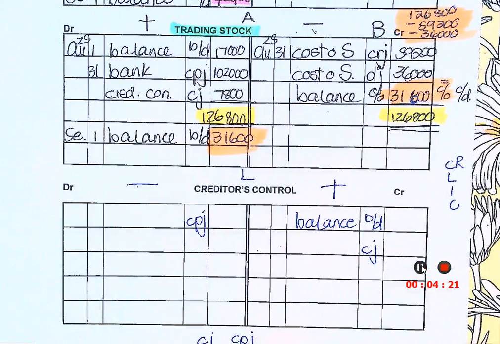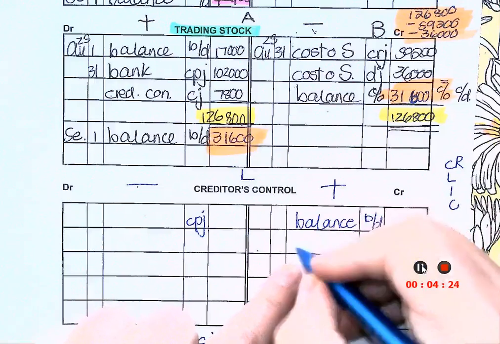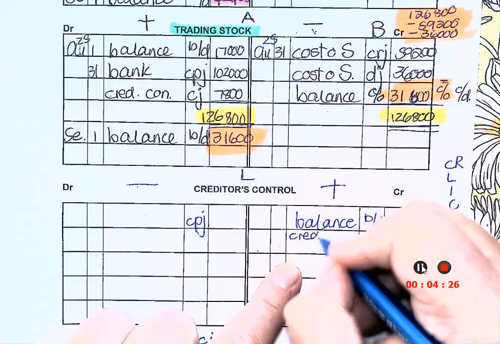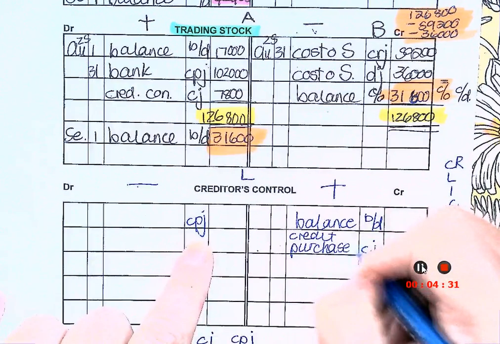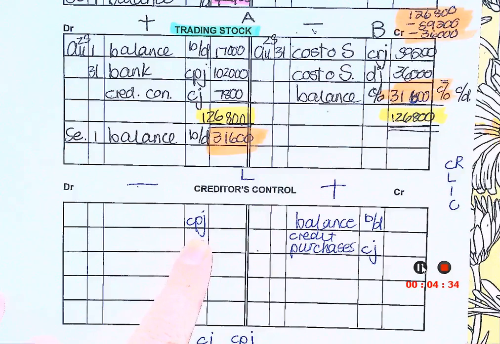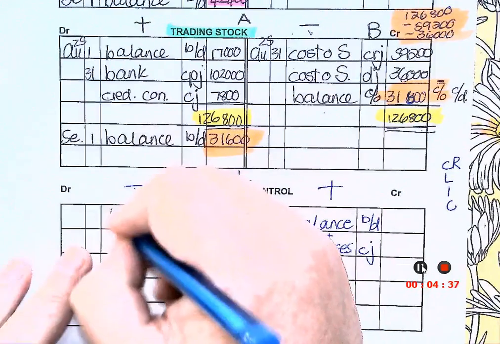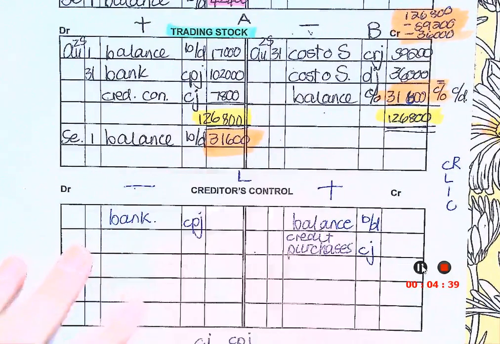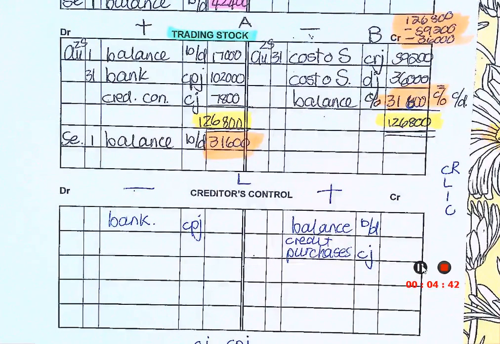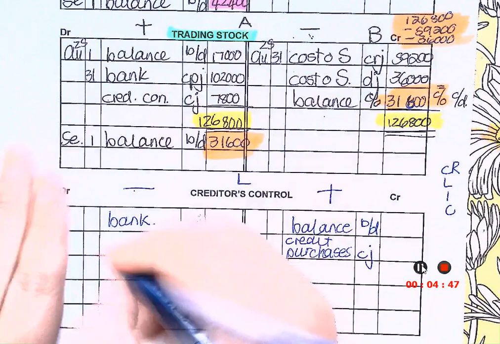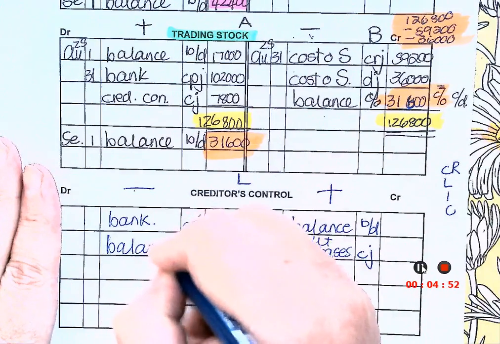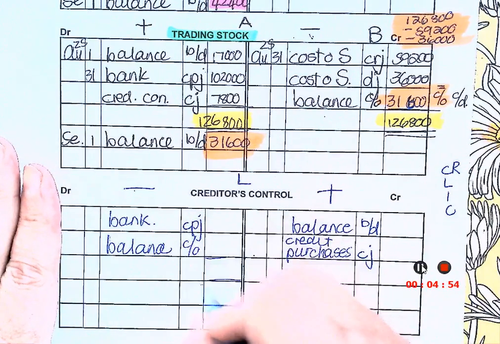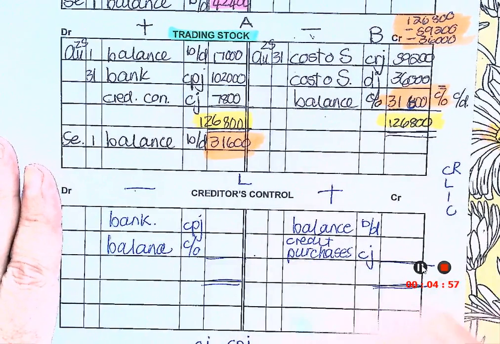Now, the contra here, remember we said it's credit purchases. We did it last term. Credit purchases. And what is always the contra of the CPJ? You are right, bank. So I want you to quickly post and balance. Now, remember, balance CO is always on the minus side, double line, and balance BD on the plus side.